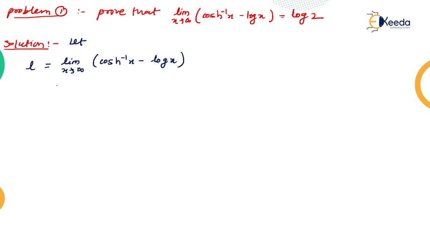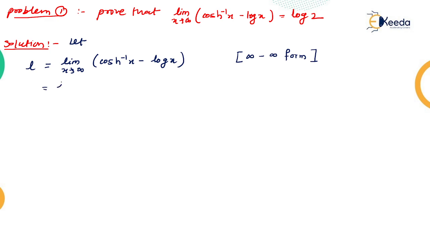First we check which form it takes. When we replace x with infinity, we get cosh inverse of infinity minus log infinity, so it takes the infinity minus infinity form. So clearly the LHS takes the infinity minus infinity form, which means this example belongs to type number 4. Now we have to convert it into 0 by 0 or infinity by infinity form. So how do we convert it?